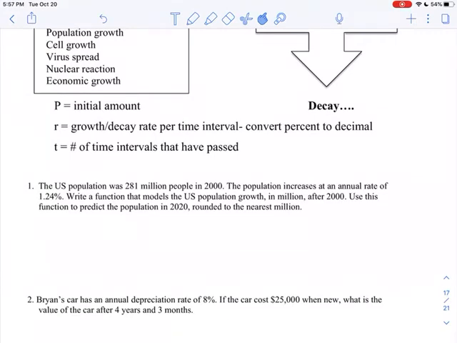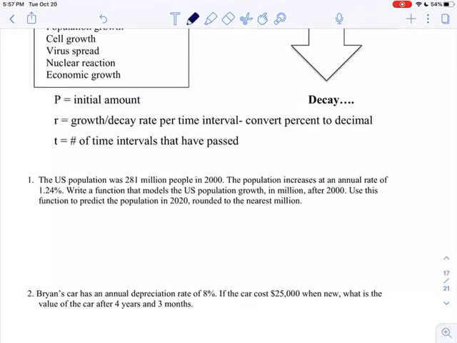All right, so let's look, because it's really not that hard. And you have both of those equations right there. So the U.S. population was 281 million people in 2000. That is my P. That's my initial amount, and that's in the year 2000. The population increases. So I'm talking about growth because it increases. The population increases at an annual rate of 1.24%.